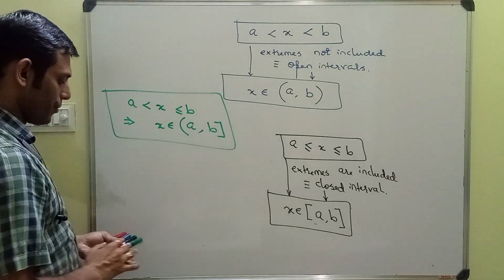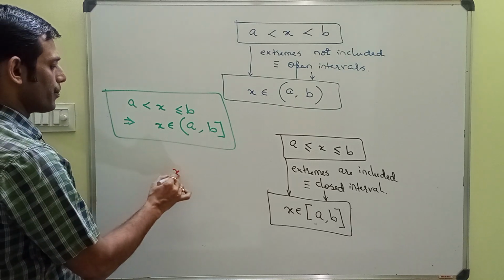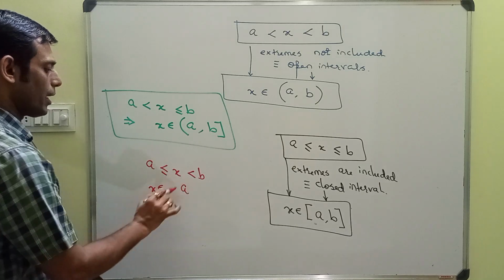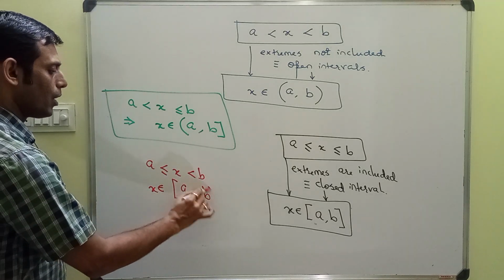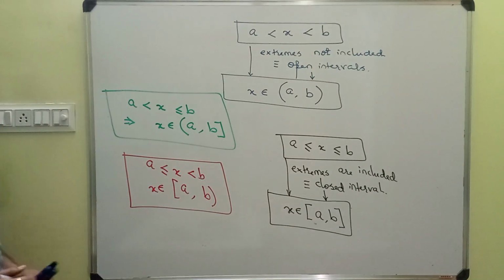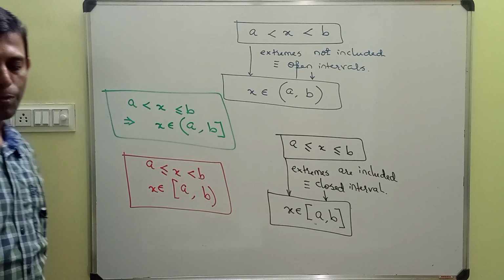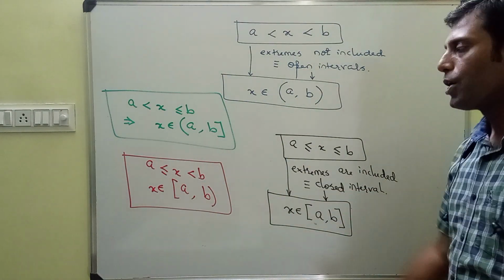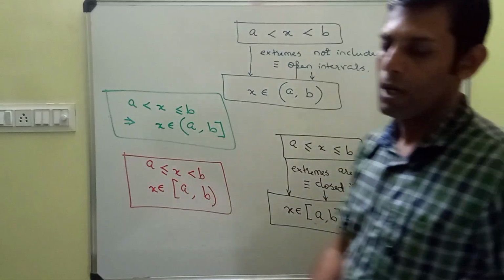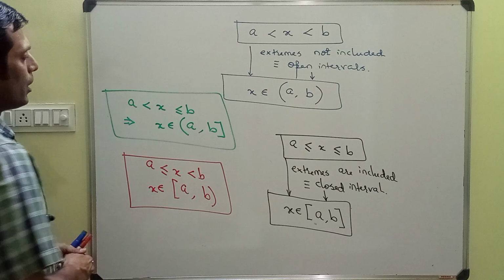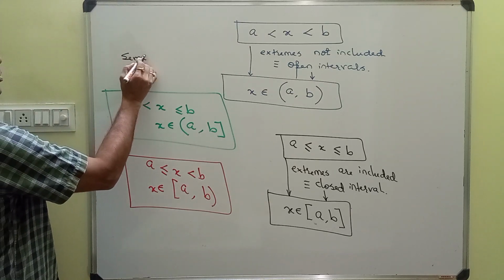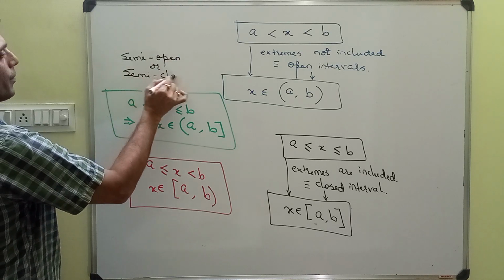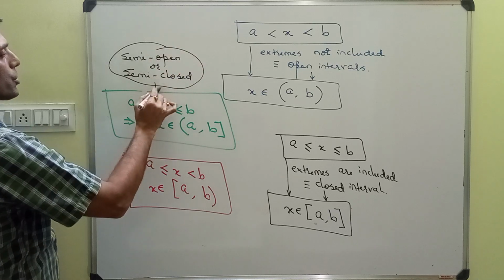Similarly, if we have a situation where x is less than b but greater than equal to a, that means x is element of a closed, b open. This is how we define intervals in math. This is the basic symbolic denotation for open intervals and closed intervals, and semi-open and semi-closed. You can call either of these semi-open or semi-closed. That's all about these intervals.